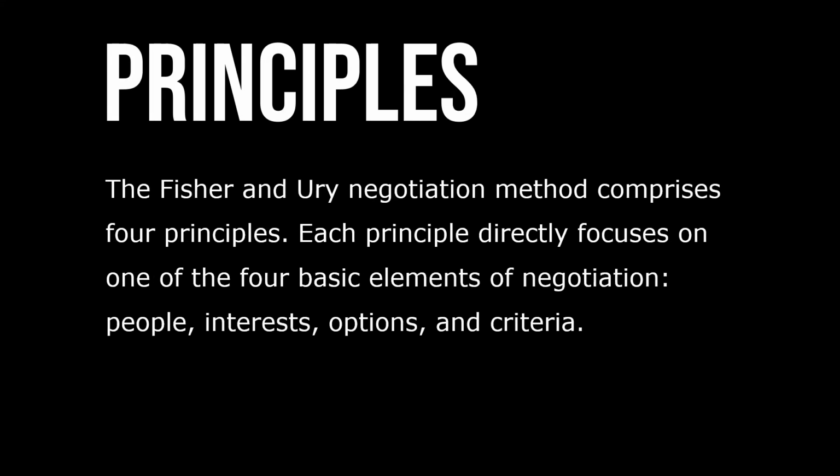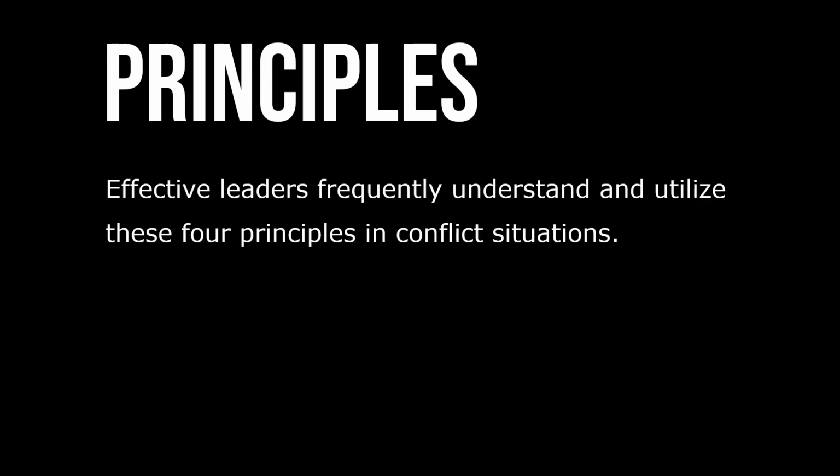The Fisher and Ury negotiation method comprises 4 principles. Each principle directly focuses on one of the 4 basic elements of negotiation: people, interests, options, and criteria. Effective leaders frequently understand and utilize these 4 principles in conflict situations.